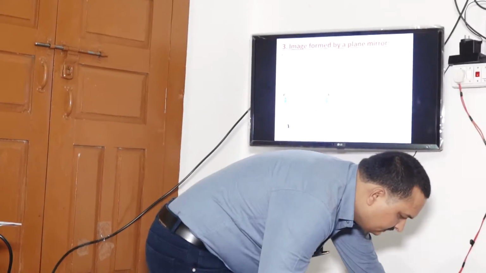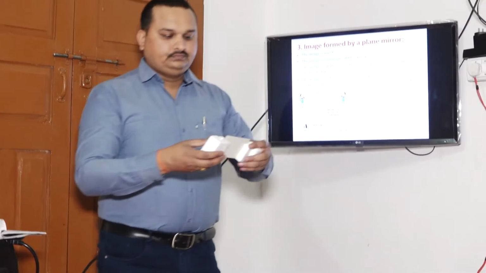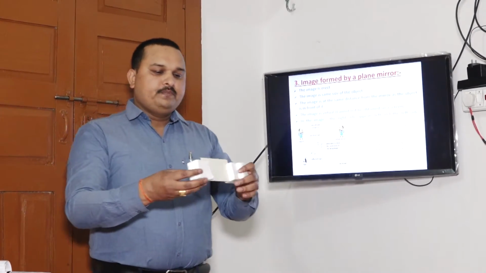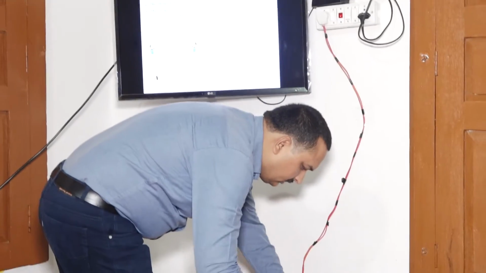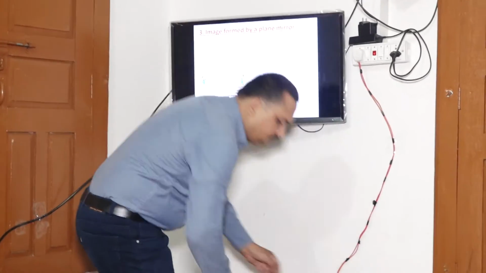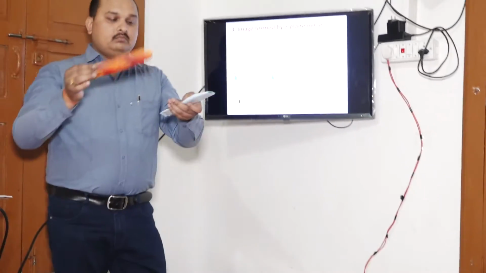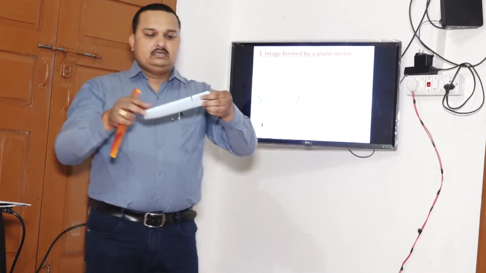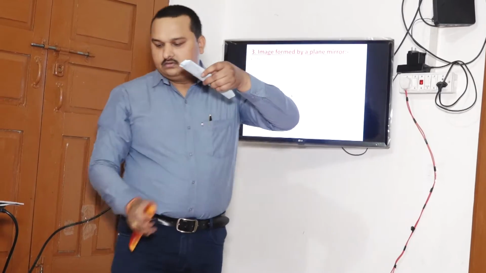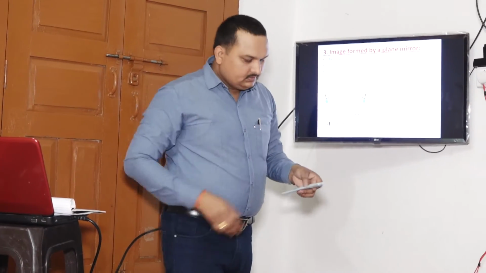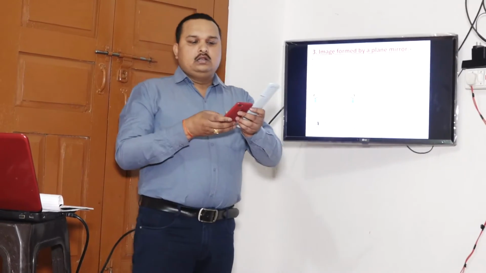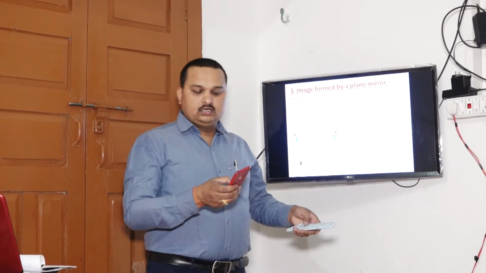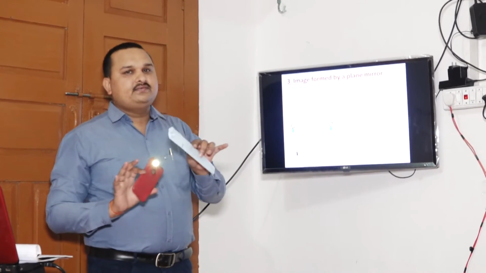In this activity we will need a plane mirror, and I have made a holder using thermocol pieces. I have placed this plane mirror on a board, and this is a comb, which I wrapped in chart paper and made a slit using a blade or thermocol cutter. Now we also need a torch. We will use the light of a mobile in place of a torch.